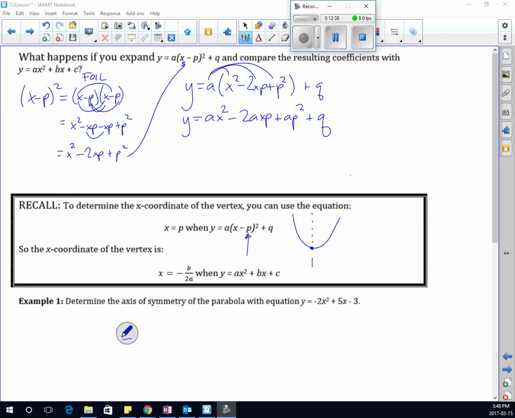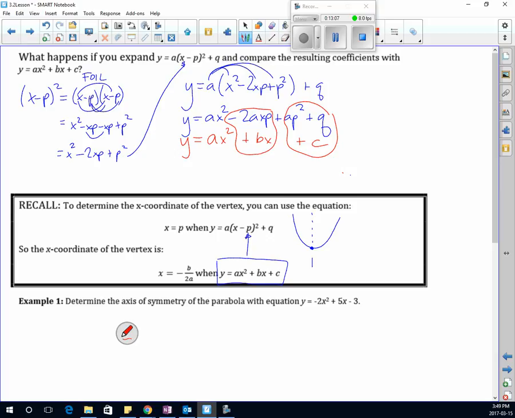So now if we compare this equation to this equation right here, does everybody see that it's very similar? If I write it right underneath it, y equals ax squared plus bx plus c. So the one that has the x is actually this part of the equation, and the one that has the c is this part of the equation. So what am I getting at?